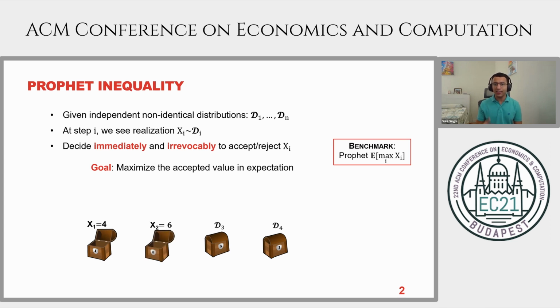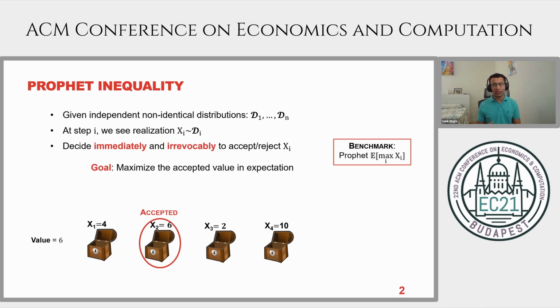Suppose I decide to reject it, then I go to see the value of x2. Maybe x2 turns out to be 6, and I accept it. So my value is 6. And in some sense, the game has ended. You end up with a reward of 6. Had you continued, maybe x3 turns out to be 2 and x4 turns out to be 10. But you cannot now change your decision. You've already taken x2, and that has reward 6.